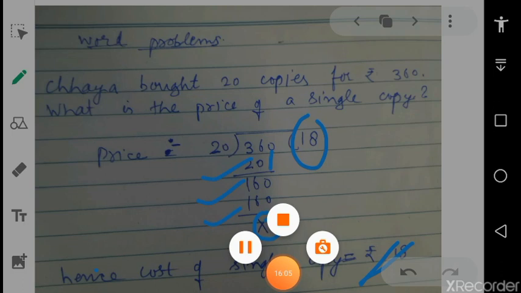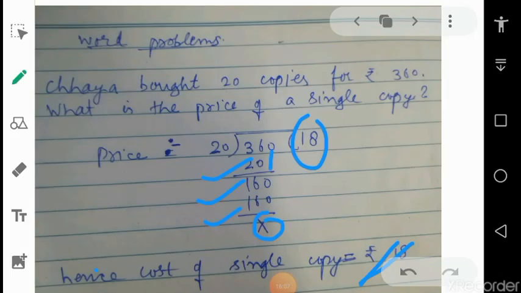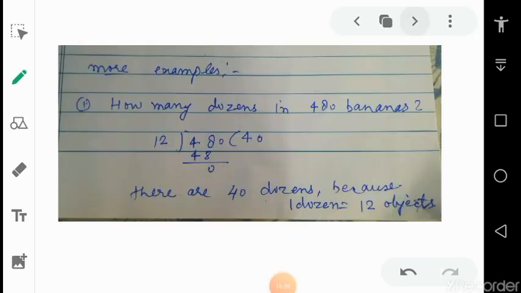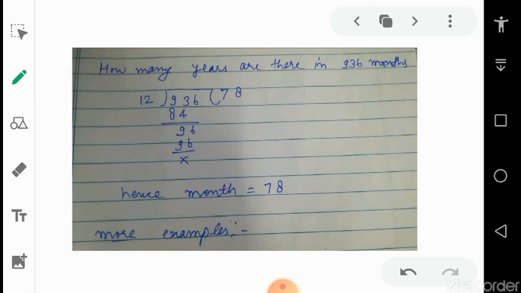And next one is, see, this is also division. How many years are there in 936 months? As you know, in 1 year there are 12 months. So if months are converted into years, it is divided by 12.